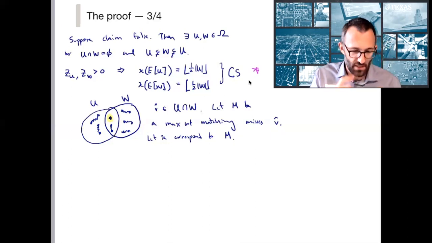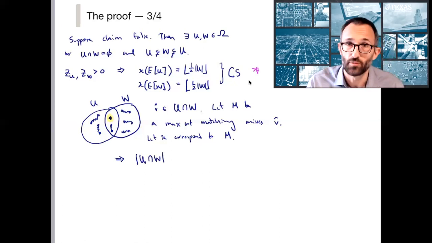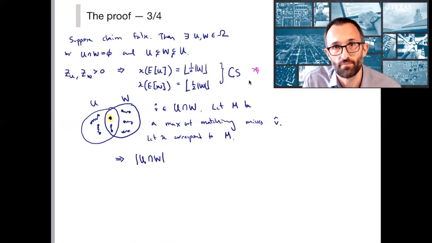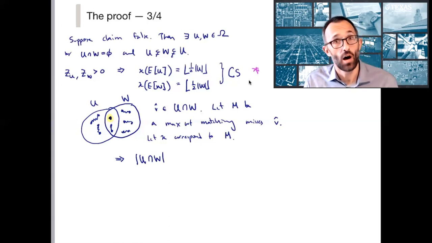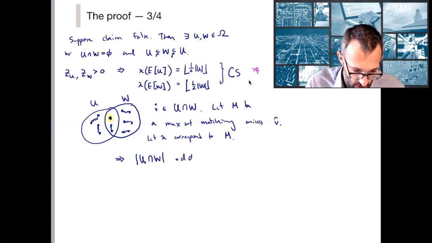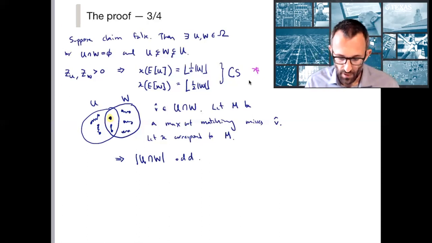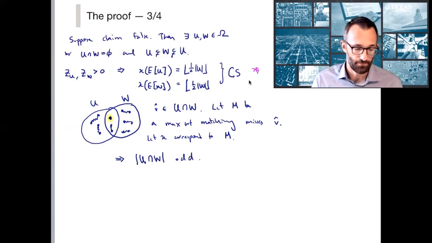So this is what it looks like, and in particular, what this implies is that the cardinality of the intersection of U and W has to be just like I drew it. It has to have an odd intersection. It couldn't be anything different. The intersection has to be odd. Okay, so now what we're going to do is the following.